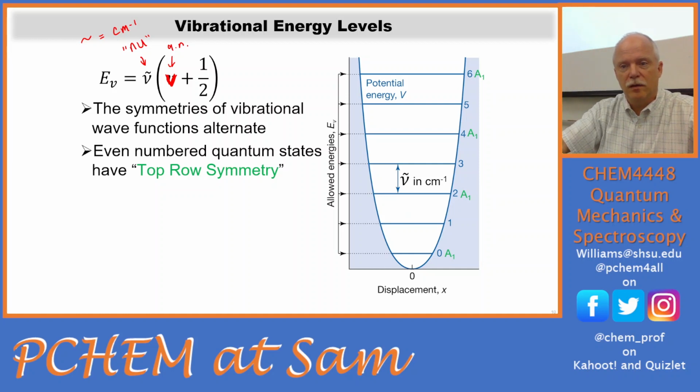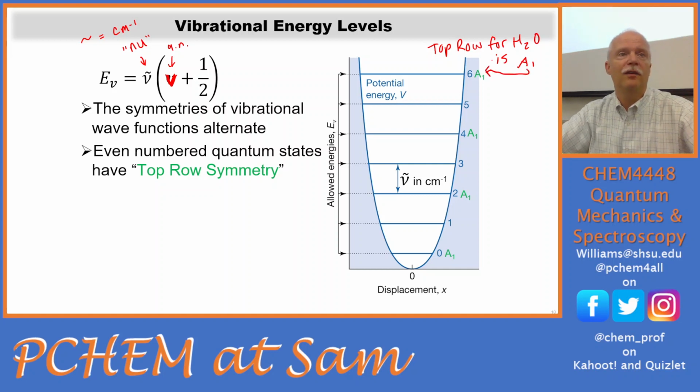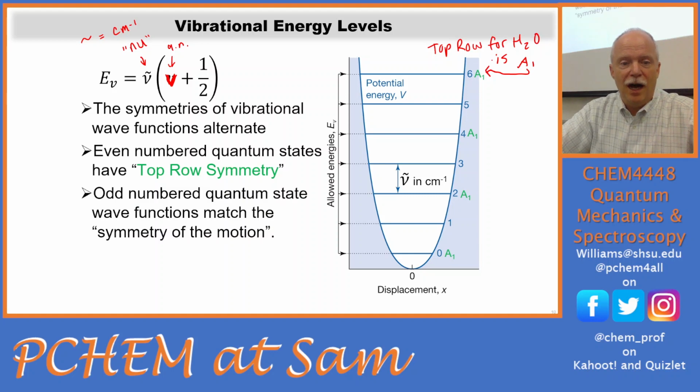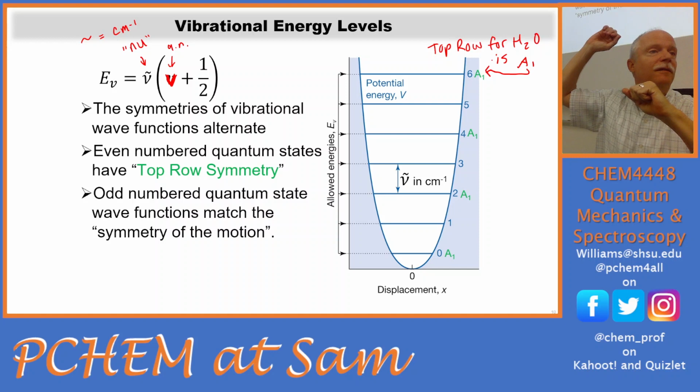Okay. I'll go ahead and put that here, top. So that's why those are A1. If we were in benzene and it was a symmetric stretch in benzene, it'd be Ag. The odd-numbered quantum states match the symmetry of the motion. So for water, for the symmetric stretch, that's A1 too. So every level is A1.